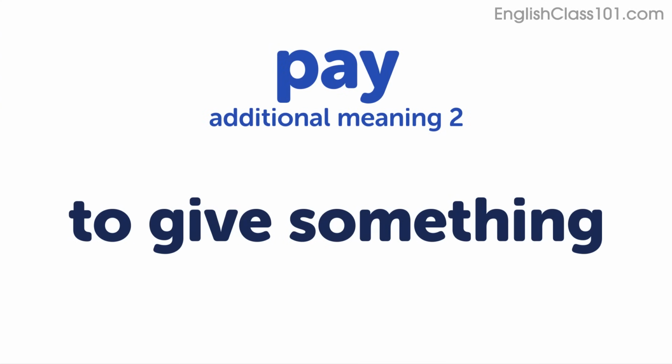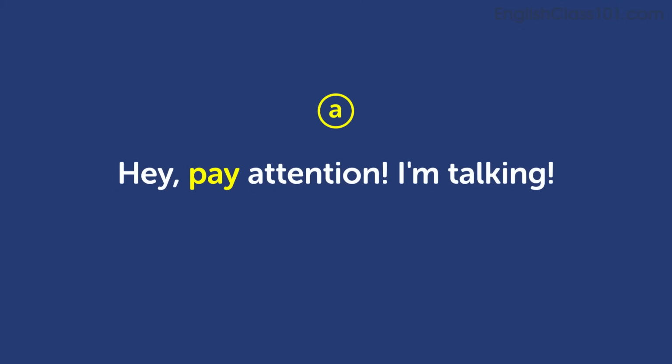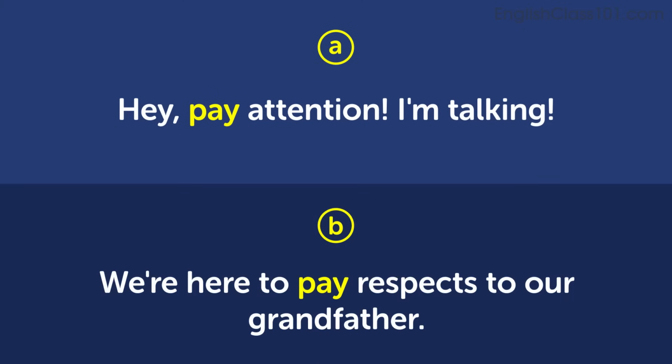Okay, meaning two for this verb. Meaning two is quite a broad, open meaning. So we can use pay to mean to give something, but there are a few set expressions that we use when we want to mean giving something with the verb pay. So I'll introduce a couple of really common examples here. First, hey, pay attention, I'm talking. We're here to pay respects to our grandfather.